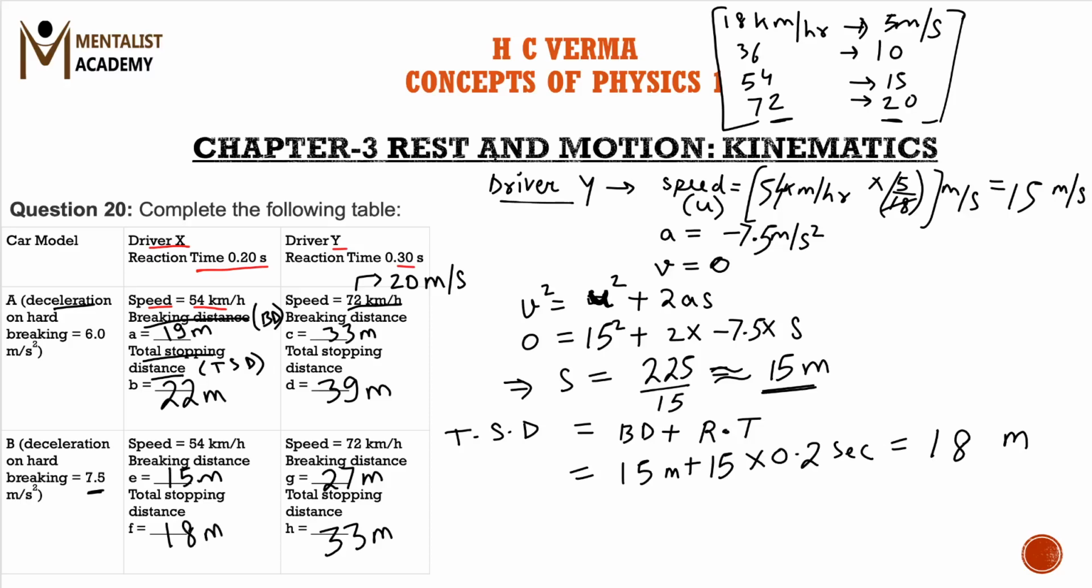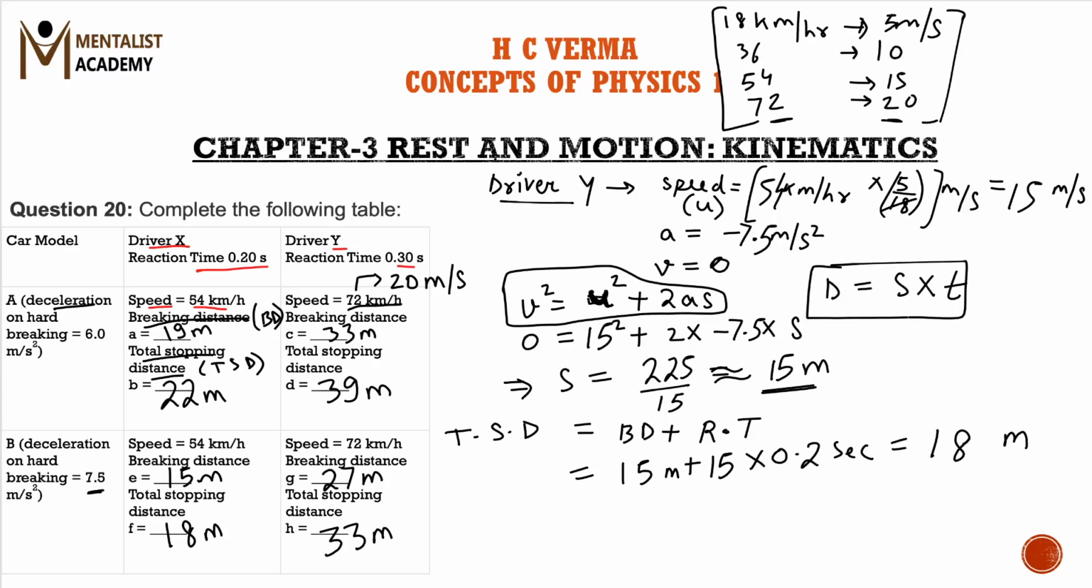It was a very simple question. You just need to understand certain terms like reaction time, braking distance, total stopping distance, and after that you simply need to apply the Newton's equation v square is equal to u square plus 2as, and also the equation distance is equal to speed into time. These two simple equations are used in this question.